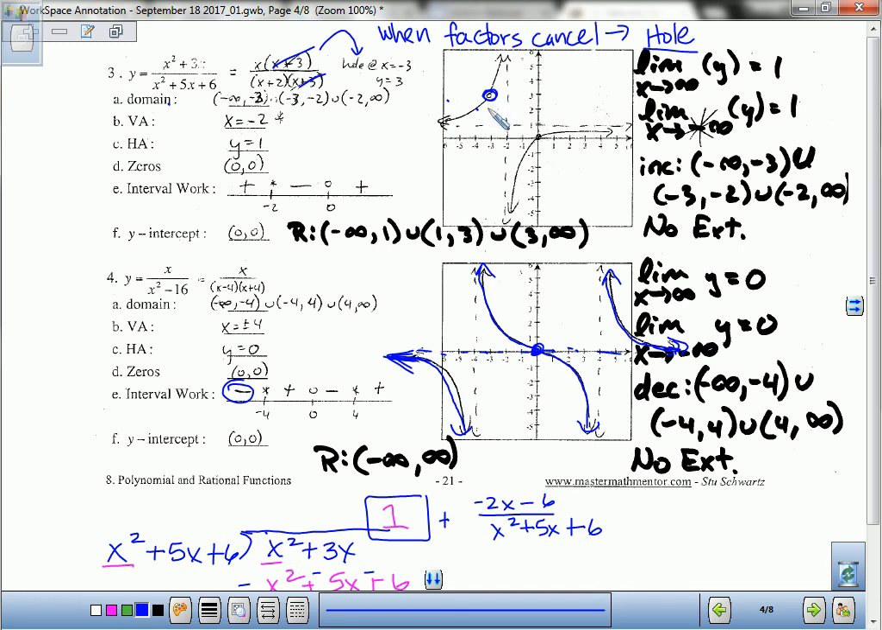So where do we need to put that? We need to put that on. You have to graph the hole, yes. And on tonight's homework, you might have some that have holes. And when I check homework tomorrow, I want to see holes.